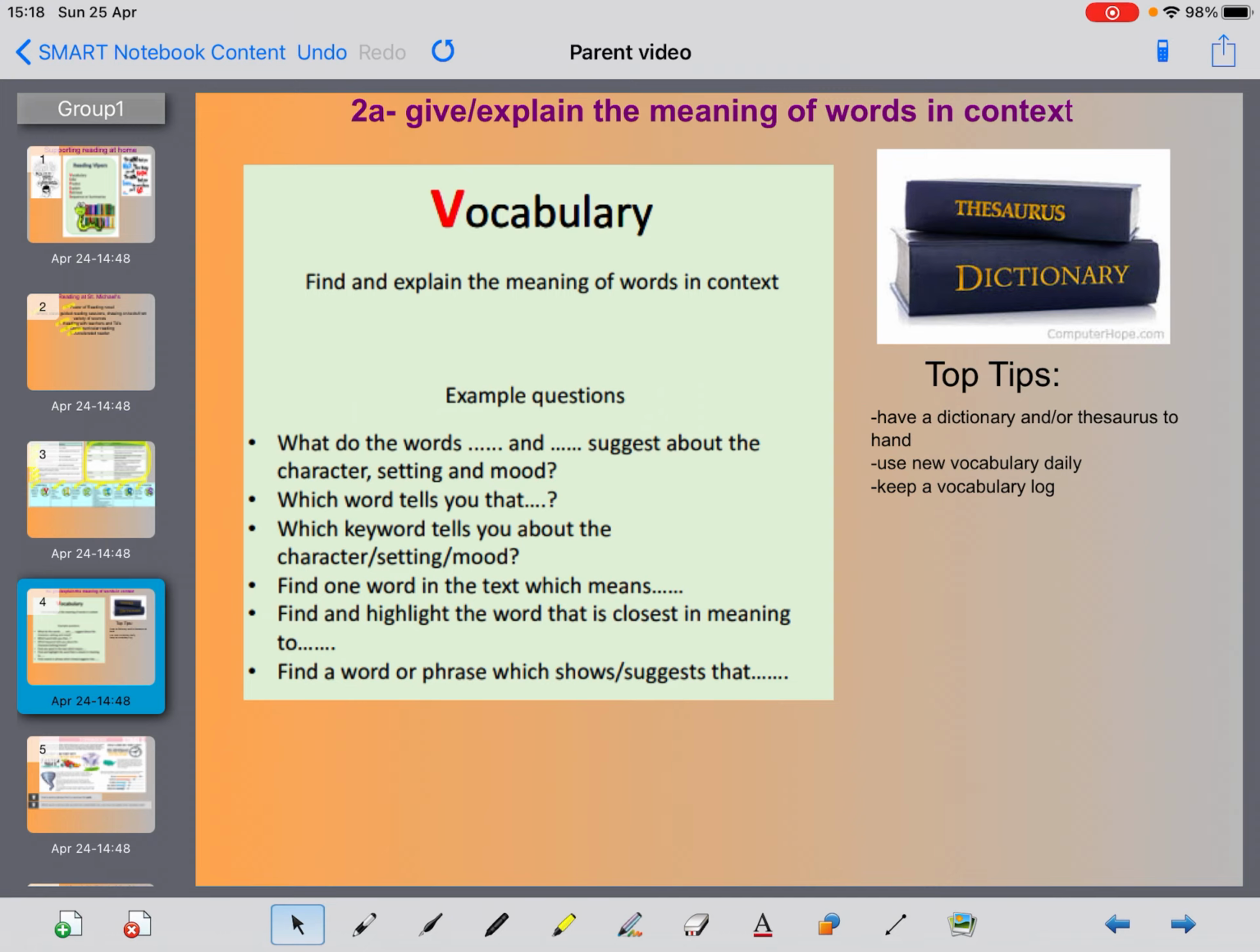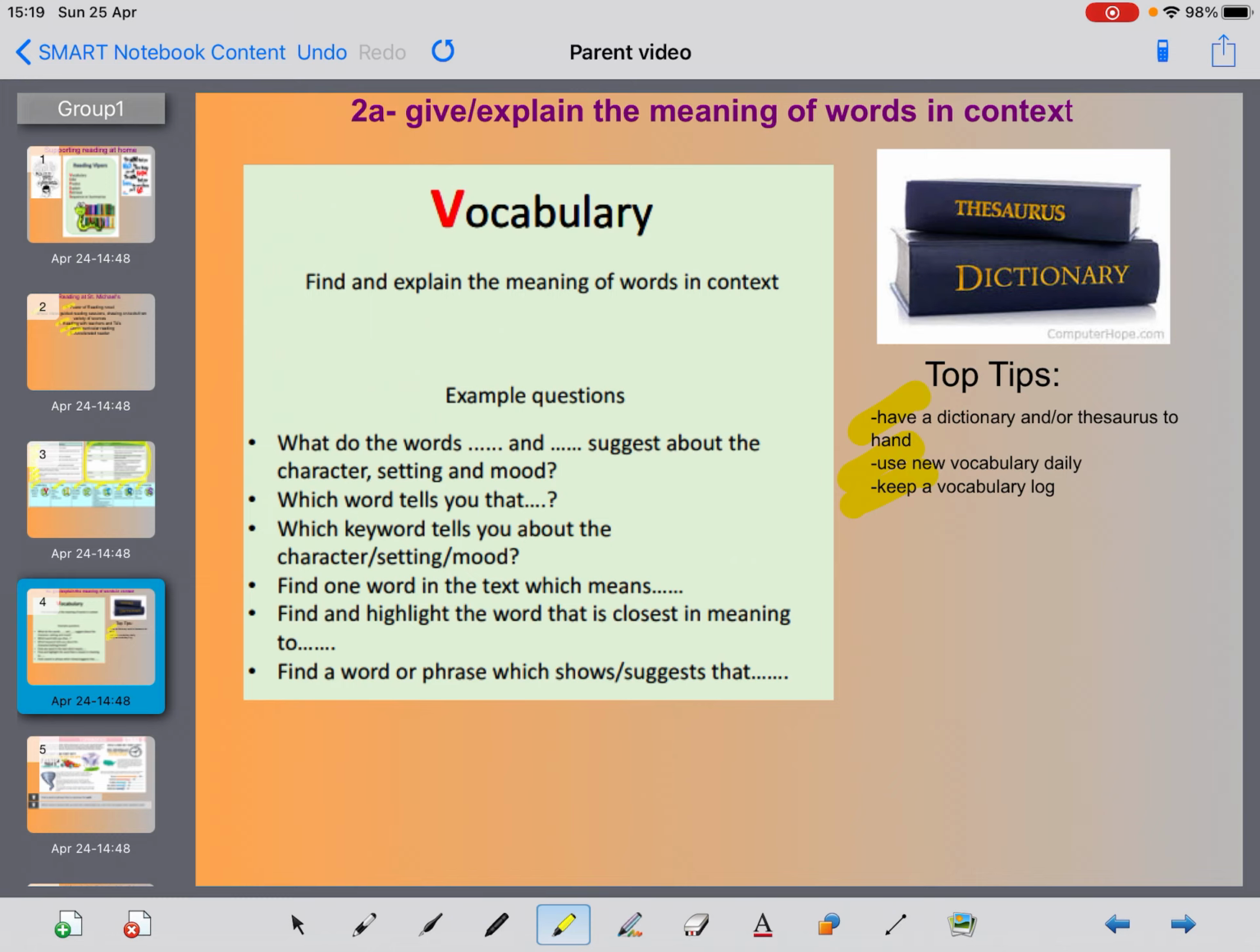A top tip here is to have a dictionary and thesaurus to hand. That way, when your child comes across a word that they're unsure of, they can use the dictionary to look up the meaning of it, as well as they can find synonyms, other words for it. They can keep a vocabulary log and try to use the vocabulary daily.